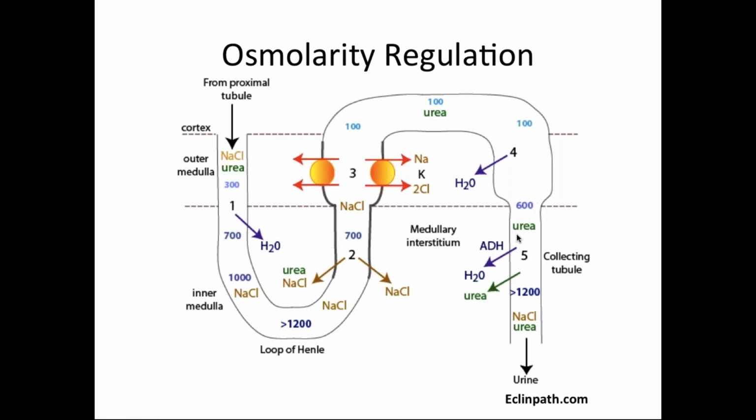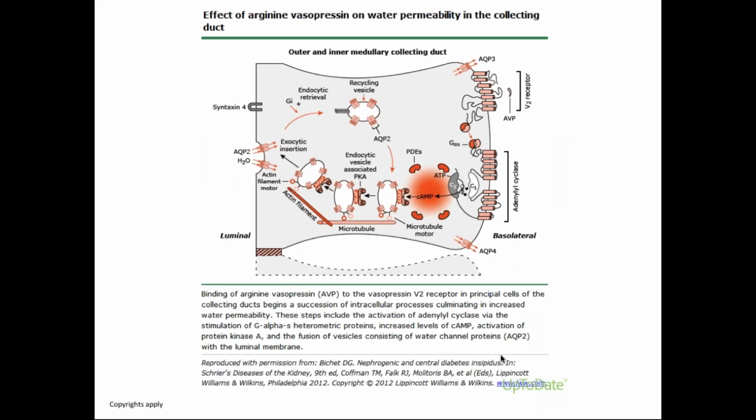And if ADH is present, then aquaporins get placed in the luminal surface and allow water to be reabsorbed. And depending on the amount of ADH present, it can increase the osmolarity all the way up to 1200. If there is no ADH, then the dilute urine, which is 100, gets passed all the way along and comes out in the urine.